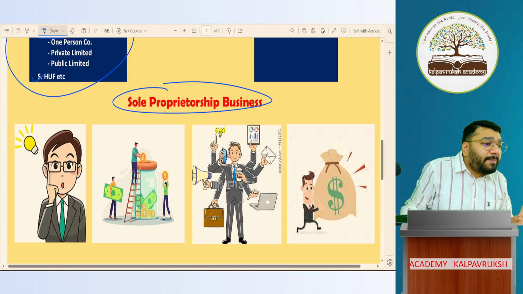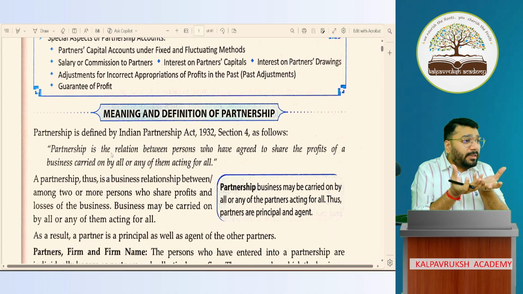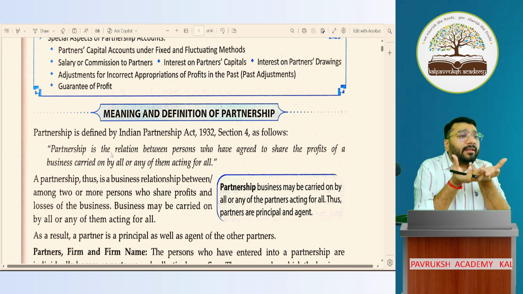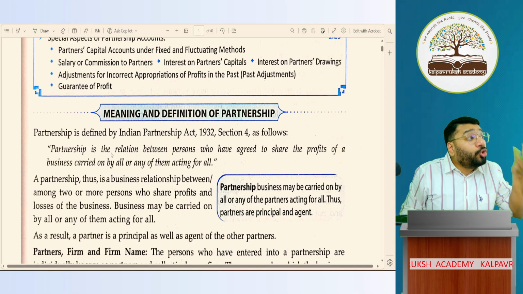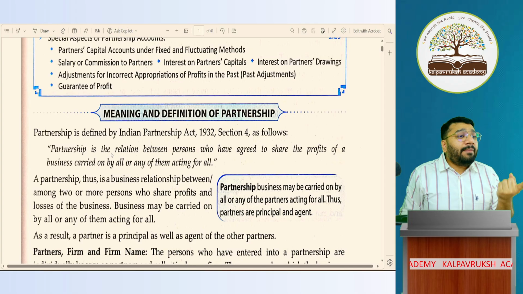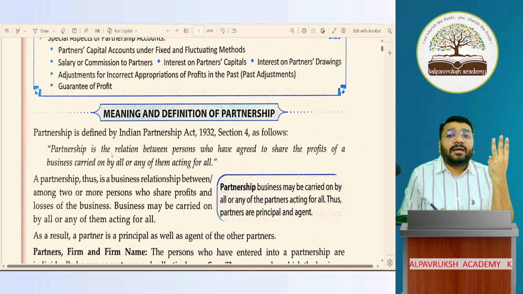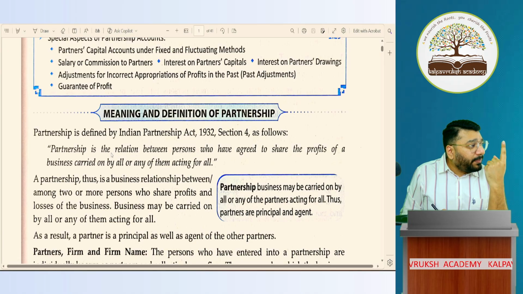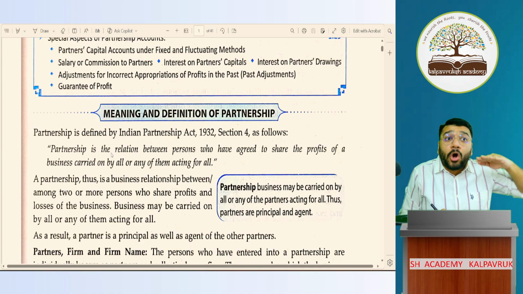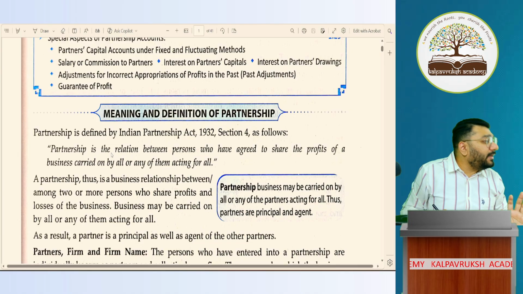So what is partnership business? Partnership business is a model where two or more people come together with the intention to do business and share profit out of it. This business can be carried on by all the owners together. Let's say there are 3 owners. All the 3 of them can run the business, or any one person can run the business on behalf of the other 2 partners. About that, I'll be discussing today in depth.